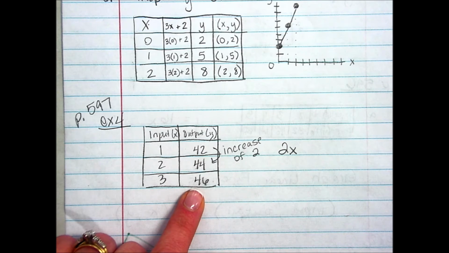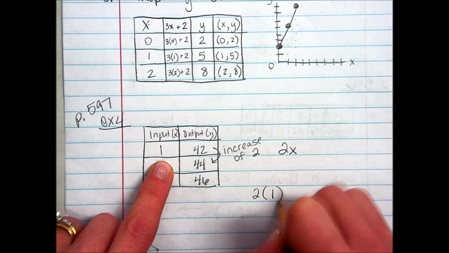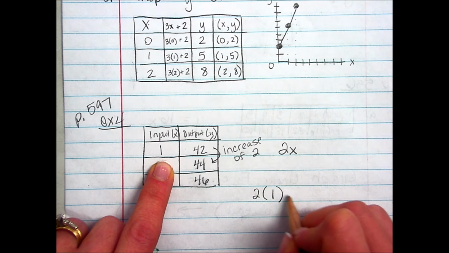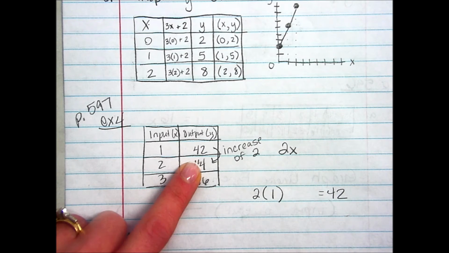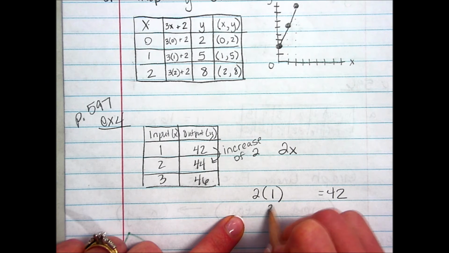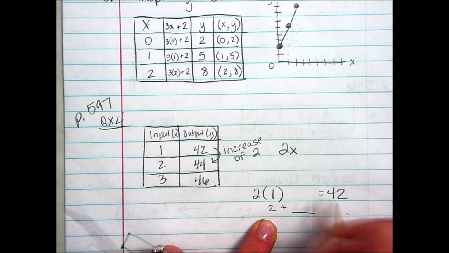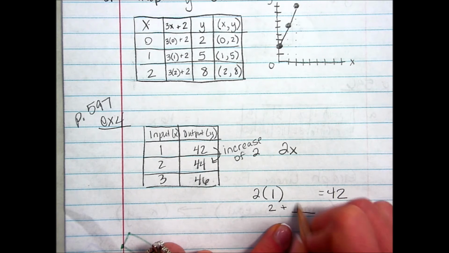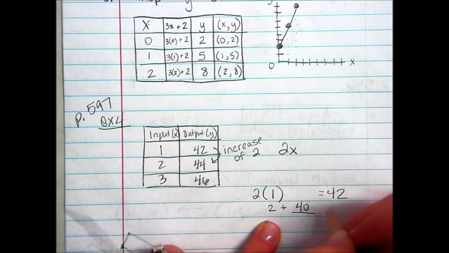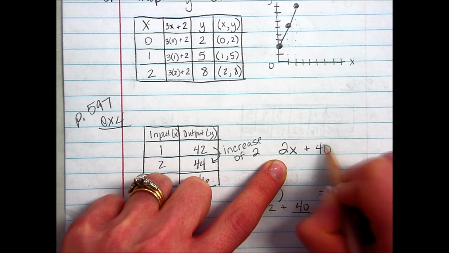All right, now I've got to figure out what's the rest. So I'm going to do a little trial down here. If I had 2 times 1, and then I do something else to get 42. So if 2 times 1 is 2, what will I have to add to get to that 42? Shelby? Good. All right, so my equation then, it will have to be 2x plus 40.